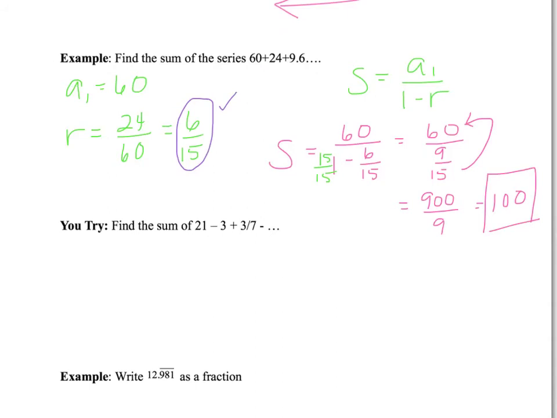So I'd like you to find the sum of this next series. Please try that out. You should get 147 over 8, or as a mixed number, that's 18 and 3/8. So try that out.